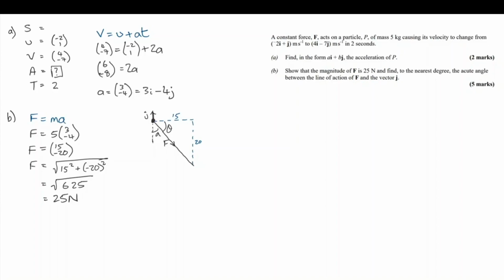Alpha is the angle that we're looking for. Theta is inside the right angle triangle. So it's going to be useful to find theta and use that to find alpha. We have a right angle triangle and we have the opposite and the adjacent labeled. Theta is going to be inverse tan 20 over 15. That equals 53 degrees. We can also see that alpha plus theta are going to equal 90, so I can find alpha by subtracting 53 from 90, and that gets us 37 degrees. So the acute angle in between j and the line of action of f is 37 degrees.